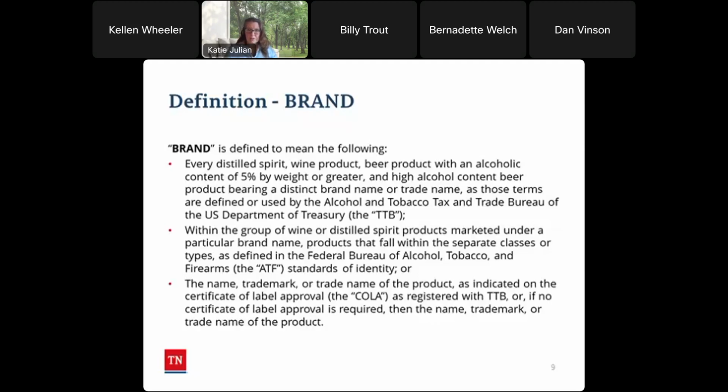So for every distilled spirit, wine product, beer product with an alcohol content of 5% by weight or greater, and high alcohol content beer. Within the group of wine or distilled spirit products marketed under a particular brand name, products that fall within the separate classes or types as defined by the Federal Bureau of Alcohol, Tobacco, and Firearms, also known as ATF, and their standards of identity, are considered a brand. Also, brand is considered the name, trademark, or trade name of a product as indicated on the COLA, which is the certificate of label approval that is registered with the TTB.